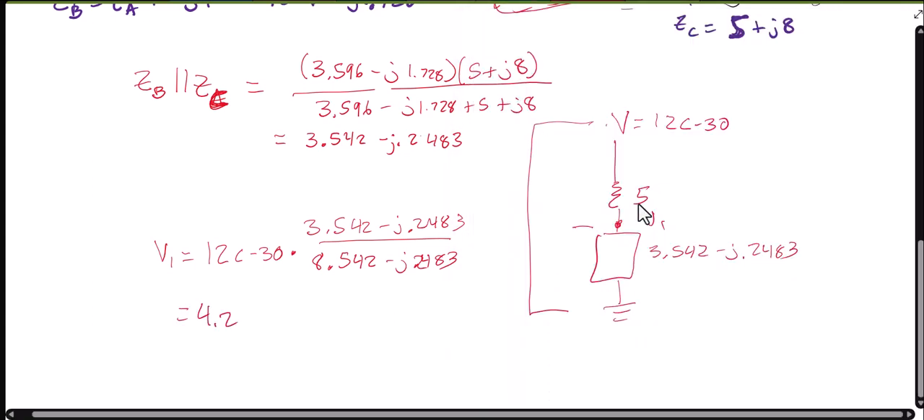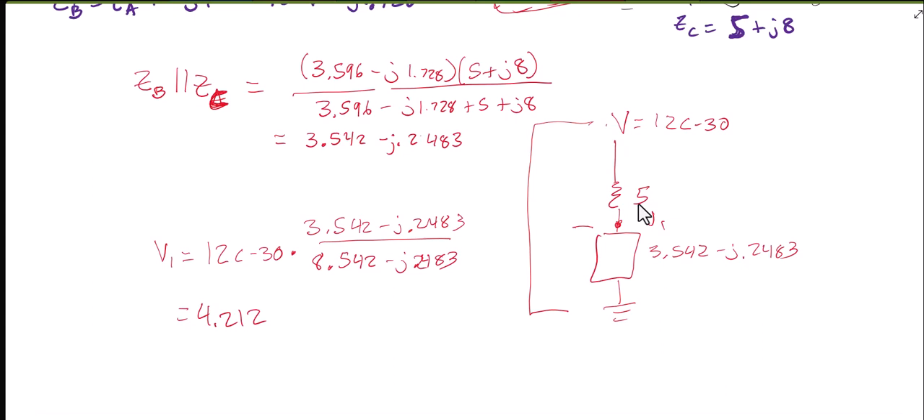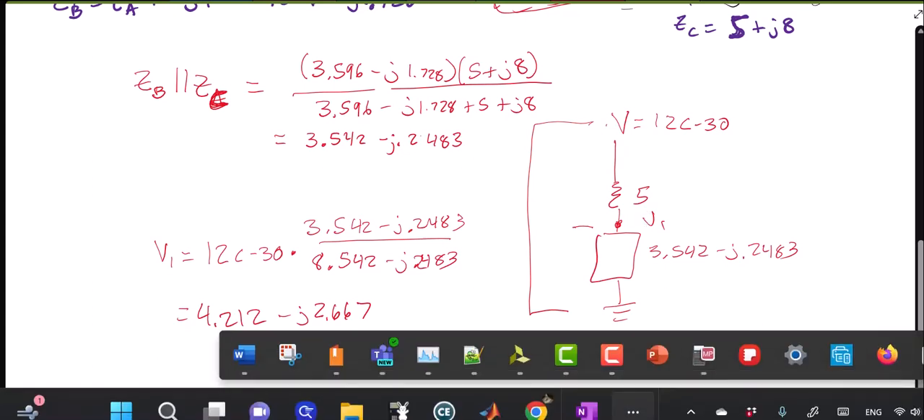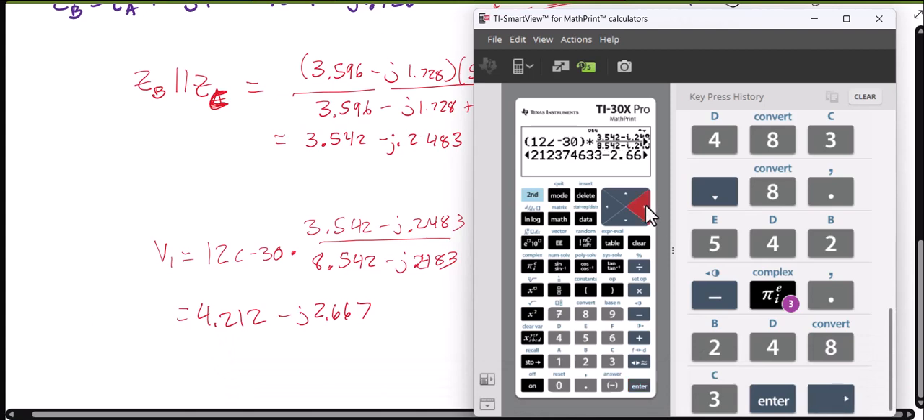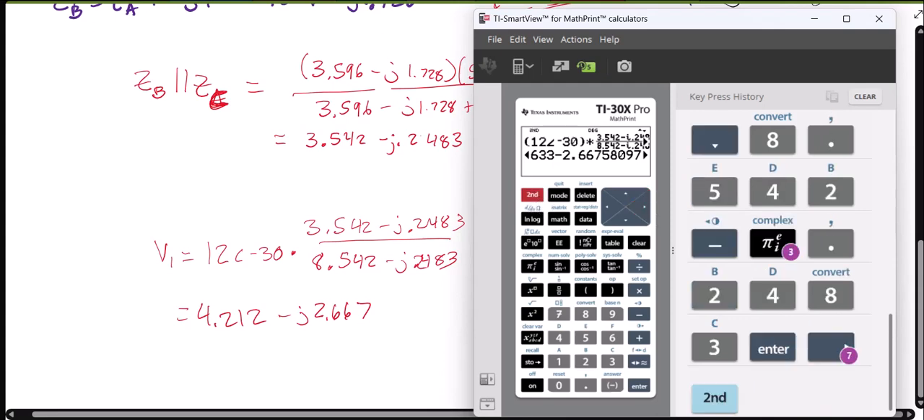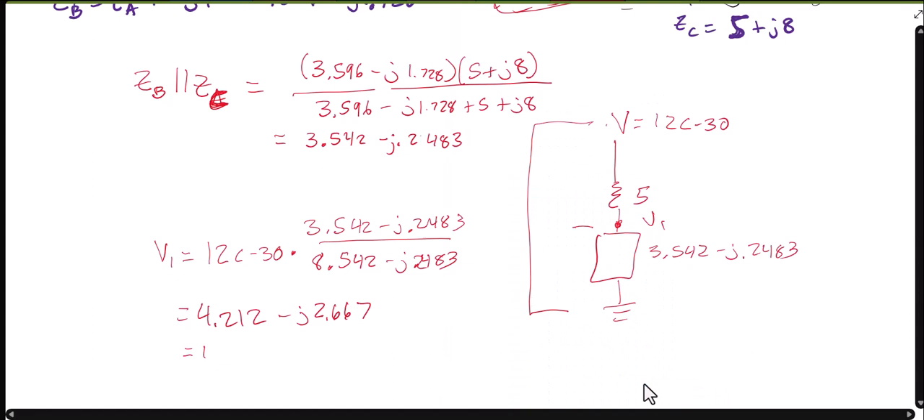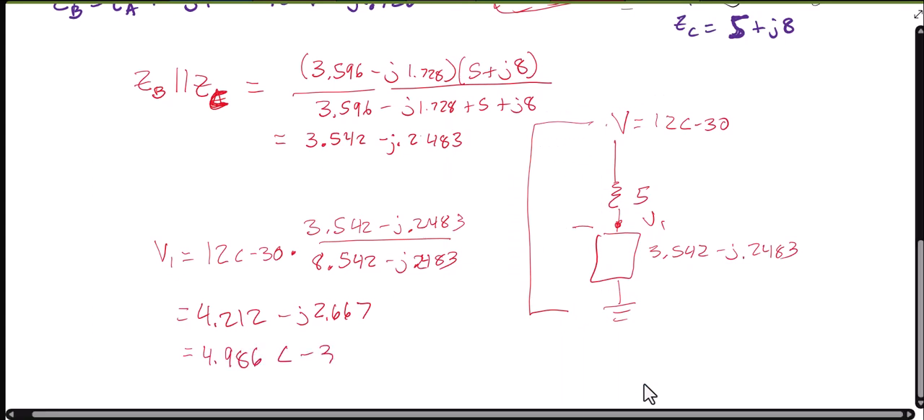4.212 minus 2.66 minus j2.667, or 2.668, and then to change that to polar, I can do second complex change to r theta, and I get 4.986 angle -32.3. Okay, so that got me V1.